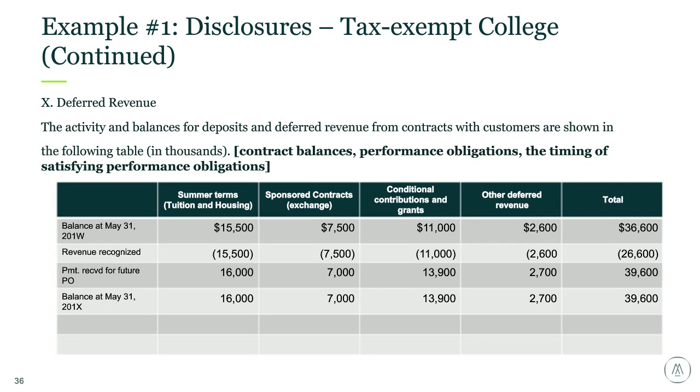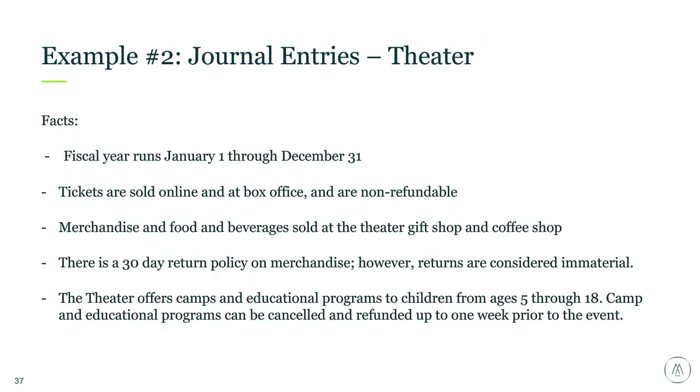Thanks, Hilary. Okay, for our second example, we are going to use a theater. This theater has a fiscal year end that runs from January 1st through December 31st. Tickets are sold both online and at their box office, and they are non-refundable. The theater has a gift shop and a coffee shop where they sell merchandise and food and beverages. There is a 30-day return policy on merchandise. However, these returns are considered immaterial.